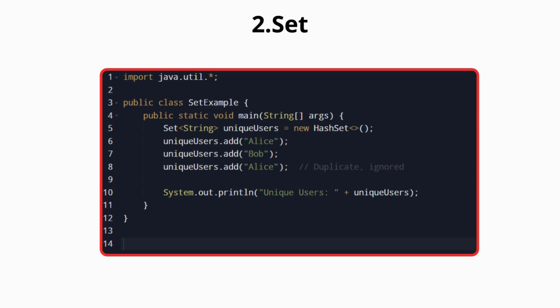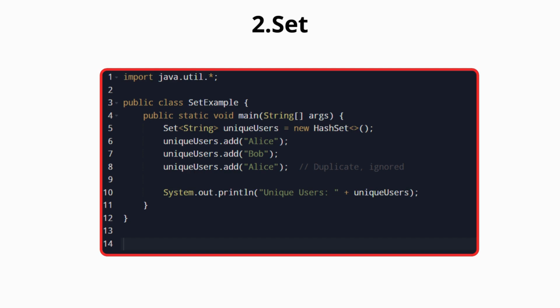I'm adding Allies and Pop names in my set. If I print this set, I can only see Allies one time. Okay, it will display the value one time because it does not allow the duplicate one. So then Allies and Pop. Okay, it will display like this. So mainly for unique elements we can use set.